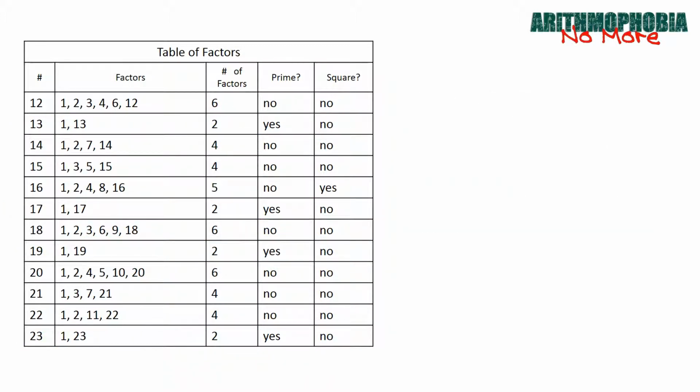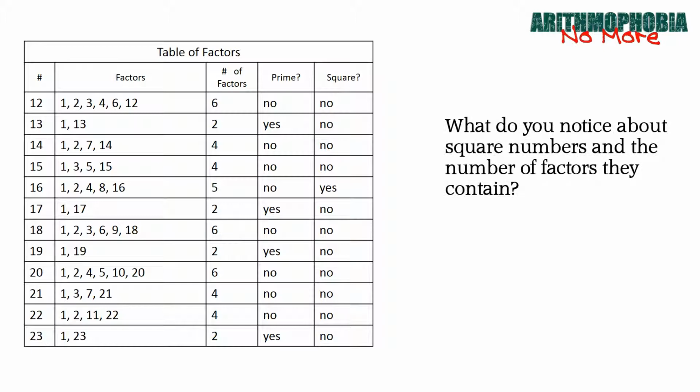And now we can also look at square numbers. What do you notice about square numbers and the number of factors they contain? Now we only have the number 16 as a square here filled out. If you want to know the answer to that particular question, you're going to need to make a table of factors that will include 9 and 25 and 36, and see what kind of patterns you can find. And the next question I would ask, as soon as you find this pattern, is, why do you think that's true?